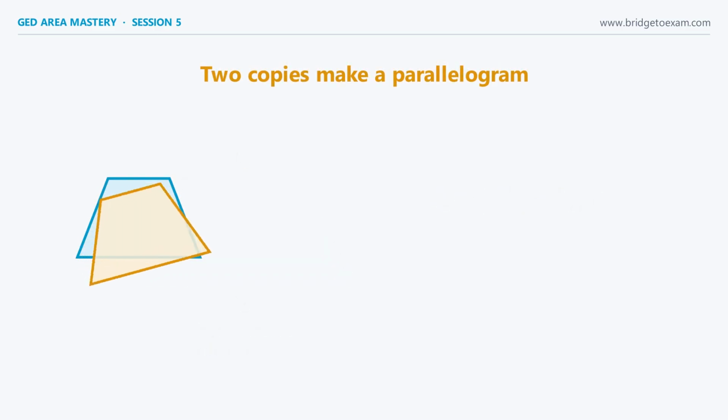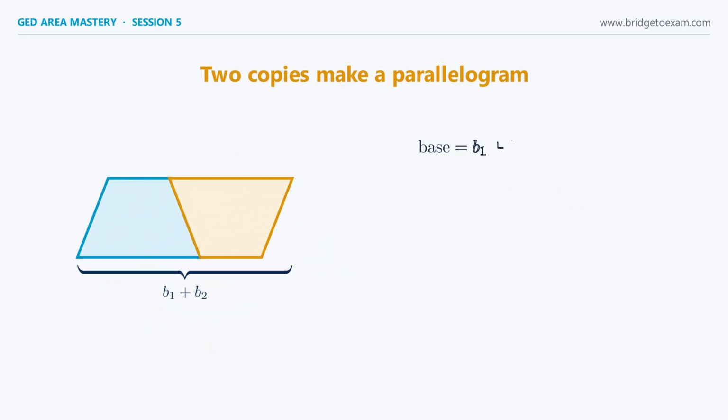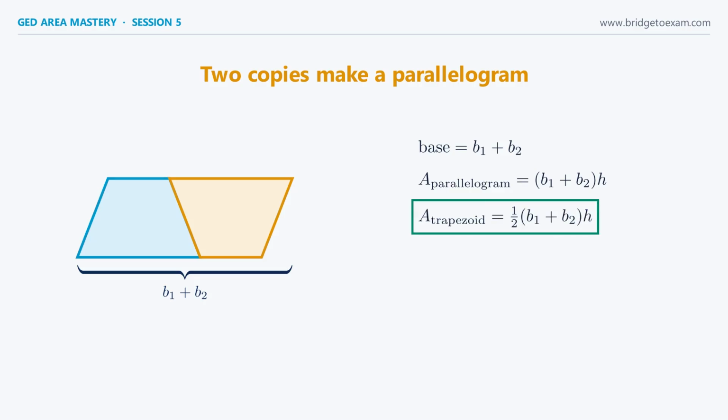Where does that come from? The same move as the triangle. Duplicate the trapezoid, rotate the copy 180 degrees, and fit them together. You get a parallelogram. And look at its base. The short base and the long base now sit end to end. So the base is B1 plus B2. The height is the same h. So the parallelogram's area is (B1 plus B2) times h. One trapezoid is half of that.